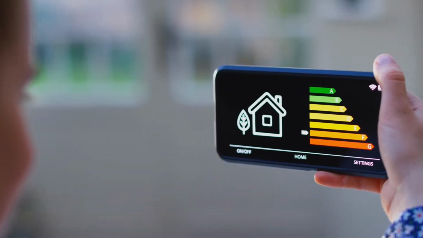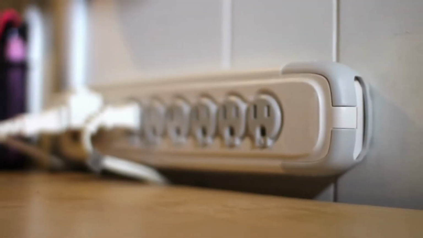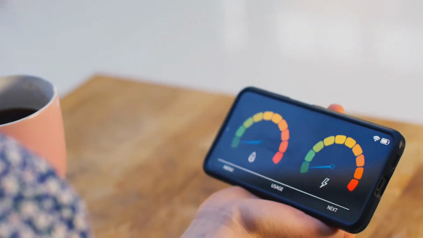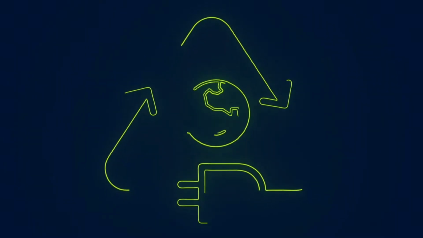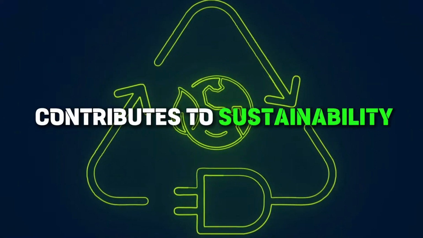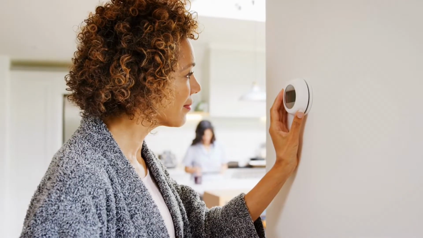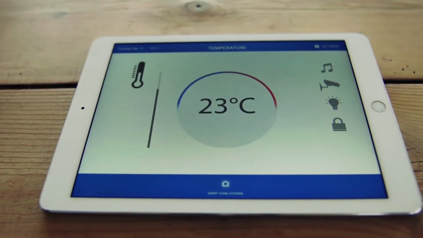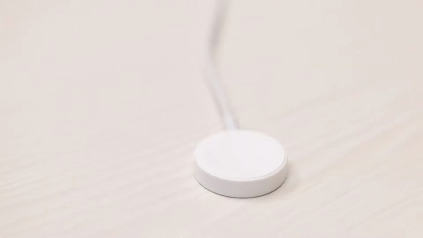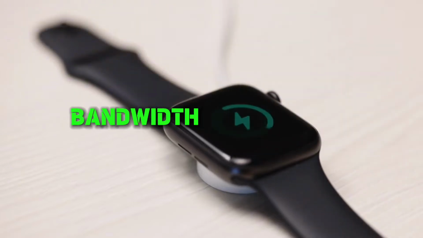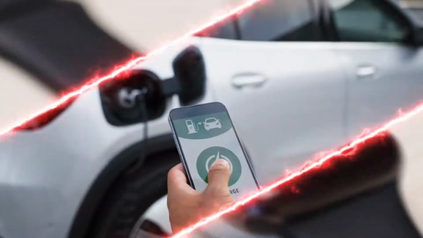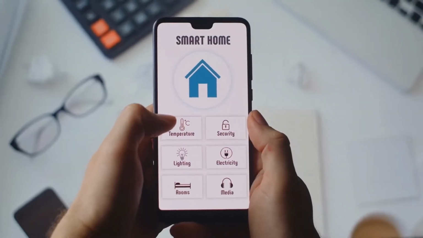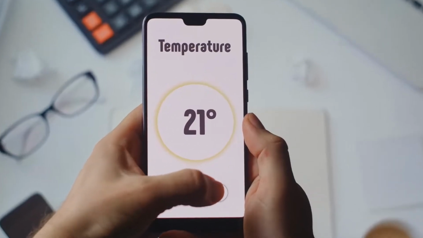AI algorithms can optimize energy consumption by predicting usage patterns, managing power-hungry devices intelligently, and optimizing the operation of smart grids. Energy optimization not only contributes to sustainability, but also enhances the overall efficiency and reliability of IoT systems. AI can dynamically allocate resources based on demand, optimizing the use of computational power, bandwidth, and storage within an IoT network. Dynamic resource allocation ensures efficient use of resources, reducing bottlenecks, and enhancing overall system performance.